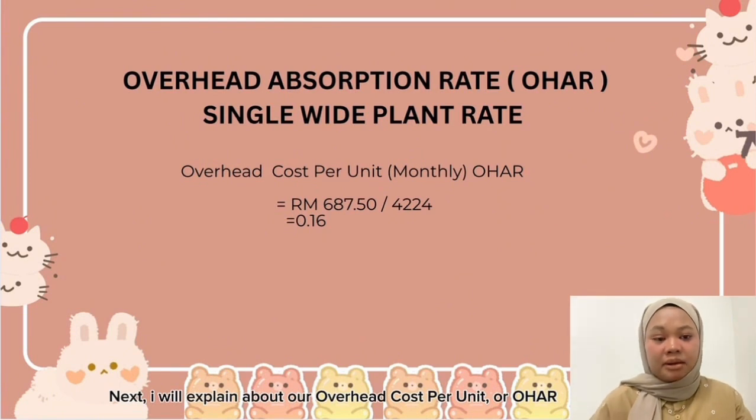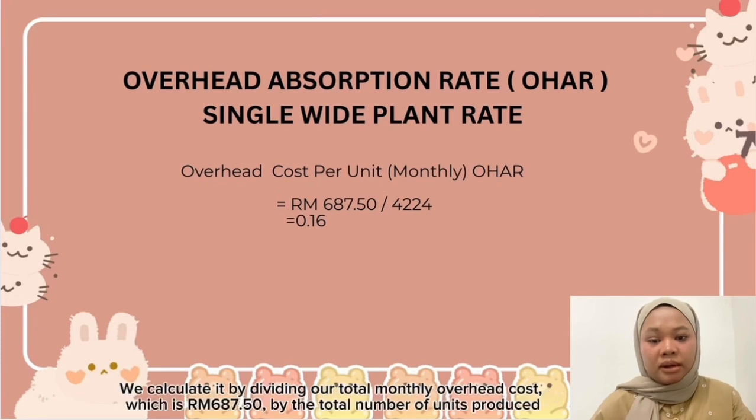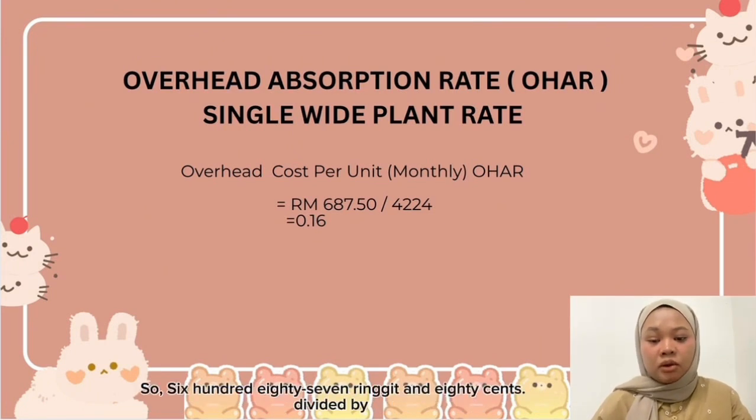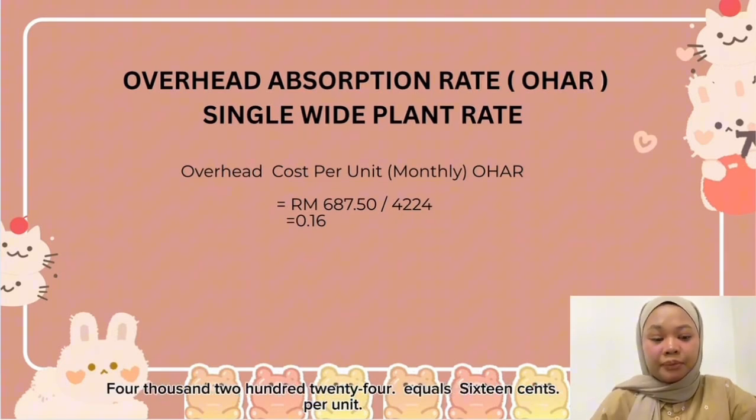Next, I will explain about our overhead cost per unit, OHR. We calculate it by dividing our total monthly overhead cost, which is 687 ringgit and 80 cents, by the total number of units produced, 4,224. So 687 ringgit and 80 cents divided by 4,224 equals 16 cents per unit.